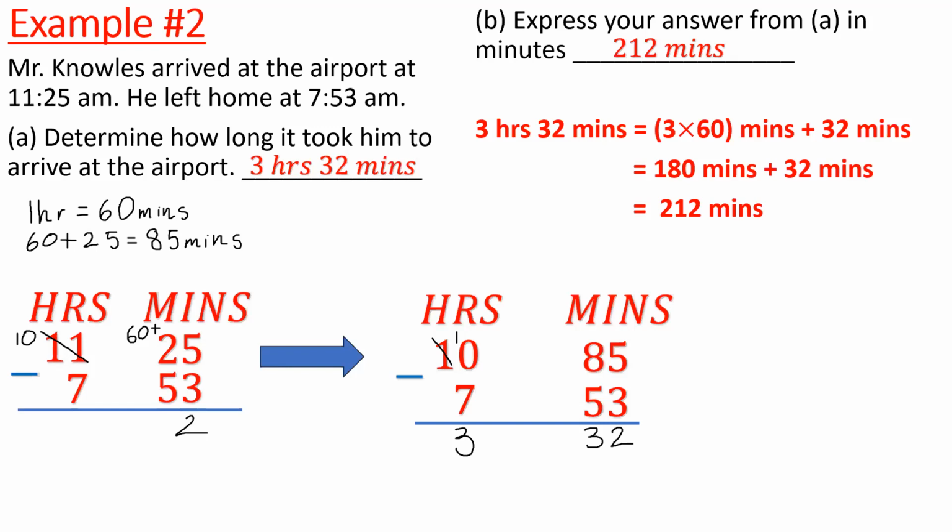And then B, express your answer from A in minutes. So the answer from A was 3 hours and 32 minutes. So in order for us to get the answer for B, we multiply 3 by 60 because 1 hour equals 60 minutes. So 3 times 60 equals 180. So 180 plus the 32 minutes from A equals 212 minutes. Thank you, 212 minutes.